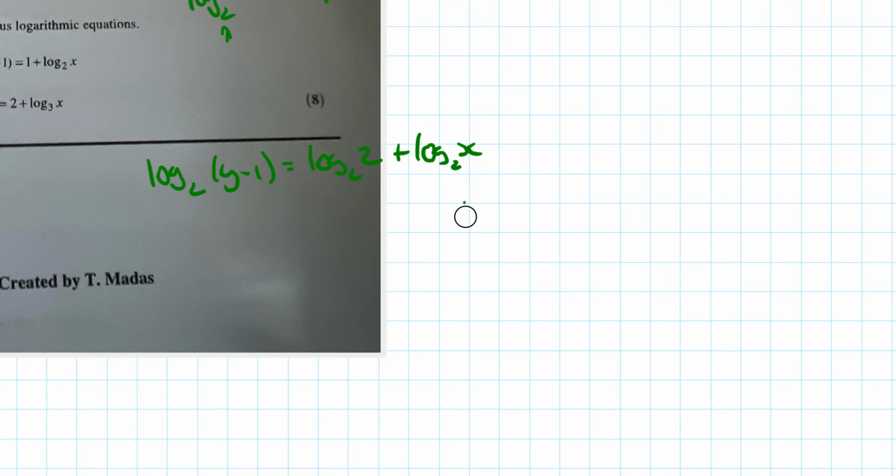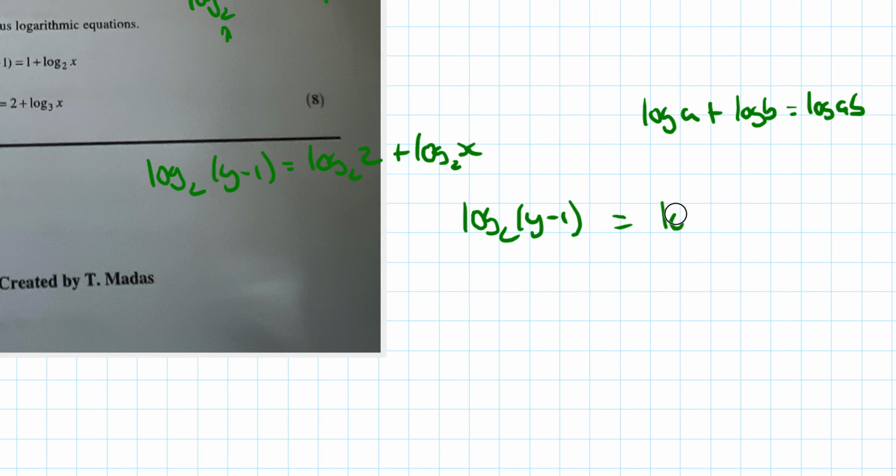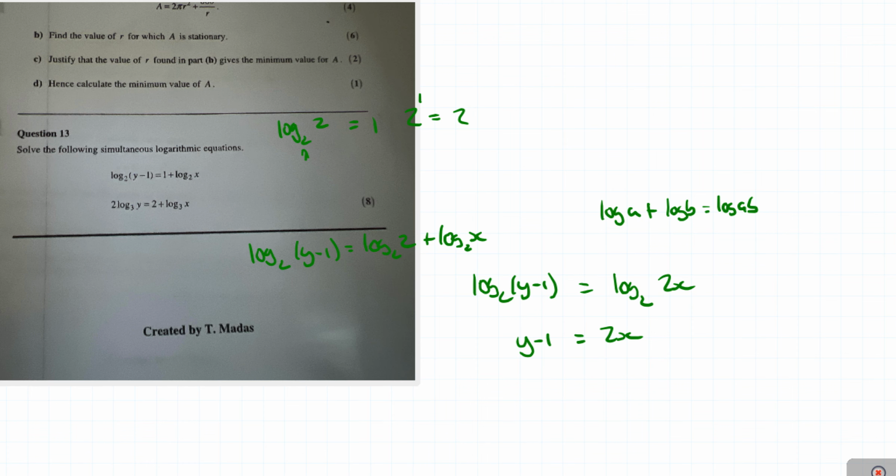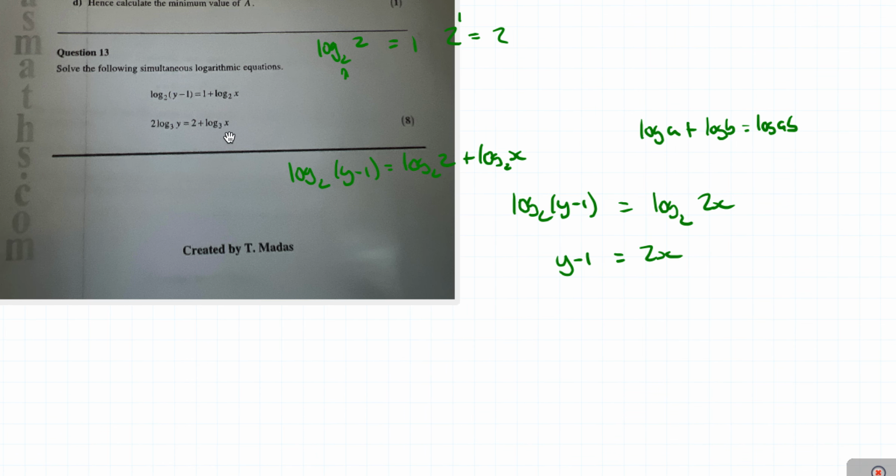So here we're going to have log base 2 of (y minus 1), and then we're going to use the log rule, where log a plus log b equals log ab. So on the right hand side, therefore, we've got log base 2 of 2x, and then this allows us straight away to get rid of our bases. We take base 2 on both sides, so we're left with y minus 1 is equal to 2x.